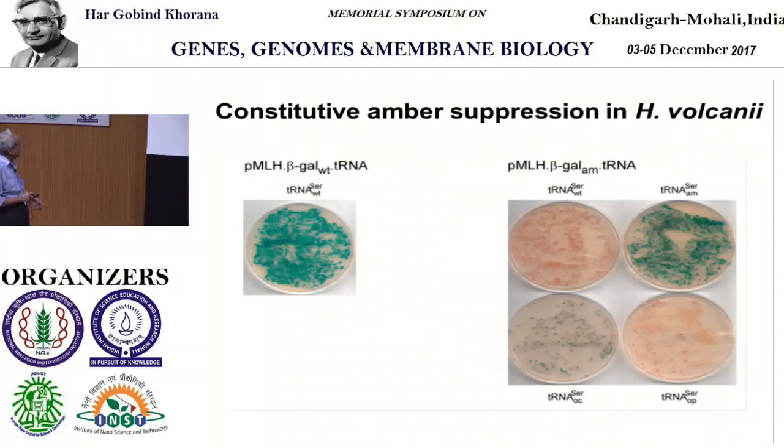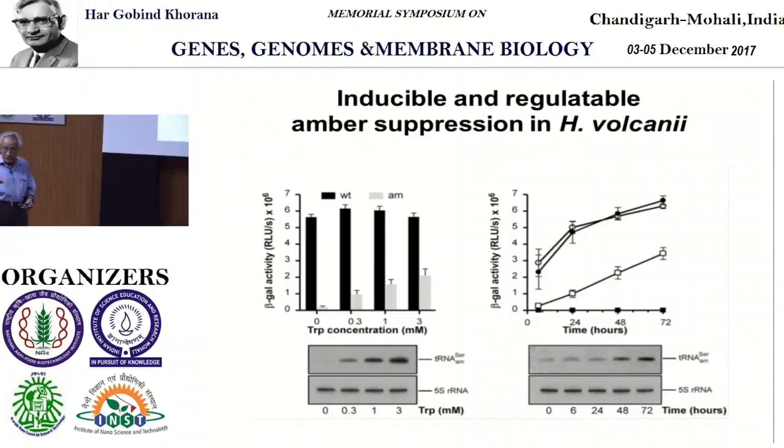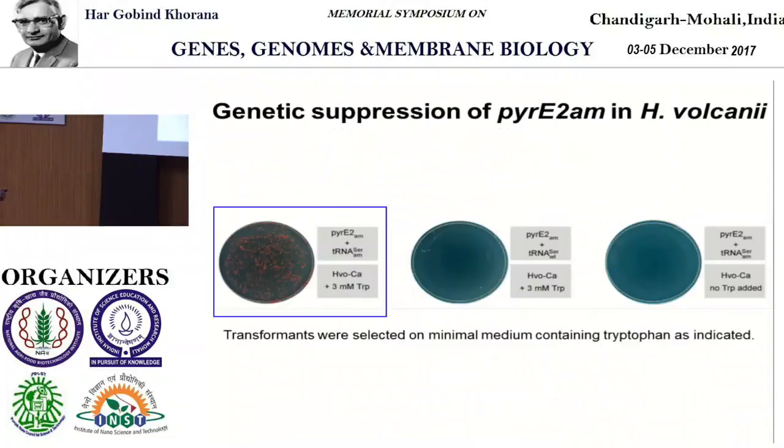And this is a plate assay here. If we put in an ochre suppressor, it will also read the amber codon to a small extent. This is, again, similar to what we know in bacteria, where the ochre suppressors, inducible system, and all that. And with that, we are all in business.